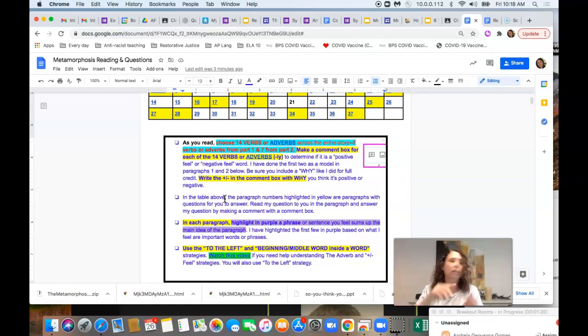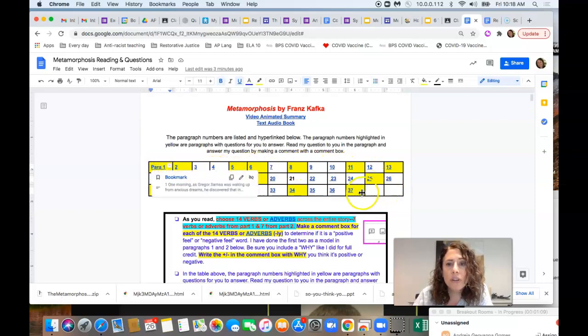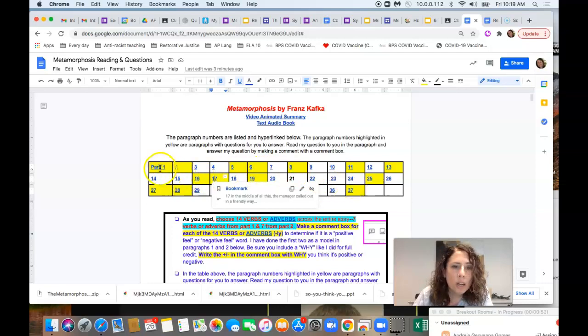Okay, so far I'm seeing 7 comment boxes for verbs and adverbs in part 1, 7 comment boxes in part 2, and then purple highlights throughout. Finally, you're going to answer questions. So you're going to click on each of the yellow boxes at the top in that grid, right? We know that these are the paragraph numbers, but each of the yellow boxes has a hyperlink, right? You're going to go there. The yellow shaded boxes are the ones with the questions. Each of these yellow shaded boxes has a question for you to answer.